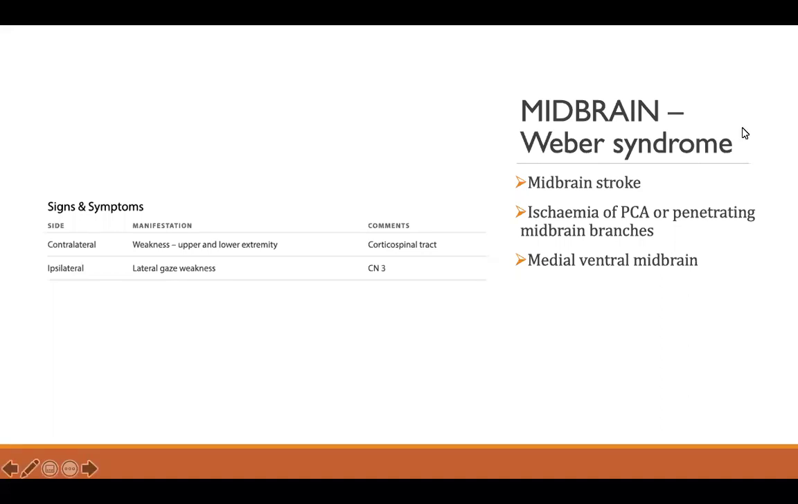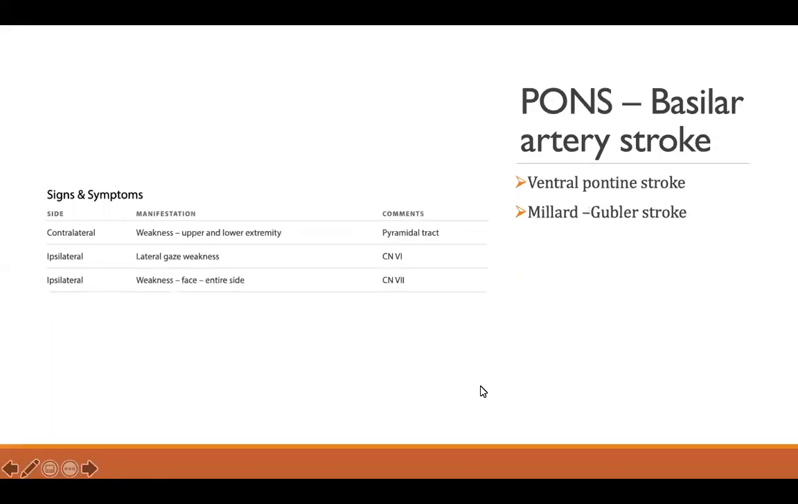Okay, so any problems over there can cause you a contralateral weakness because of effects on the corticospinal tract and an ipsilateral lateral gaze weakness because of the effects on cranial nerve 3. So what you need to do after this tutorial is sit down with your neuroanatomy textbook and just make sense of this, because right now it's quite difficult and I understand that.